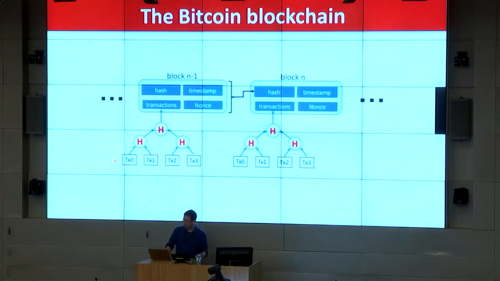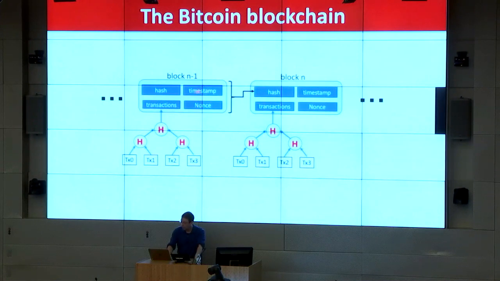These transactions are hashed using what's called a Merkle tree. So it's a tree of hashes. H here is a hash function. The root of the hash tree is embedded in the actual block header. This is where the block header is stored. Now, in the block header, there's a timestamp, which I won't talk about. There's a nonce, which I won't talk about either, because I'm not going to talk about consensus mechanisms today. I'm only going to talk about crypto. The nonce and the timestamp are used for consensus.